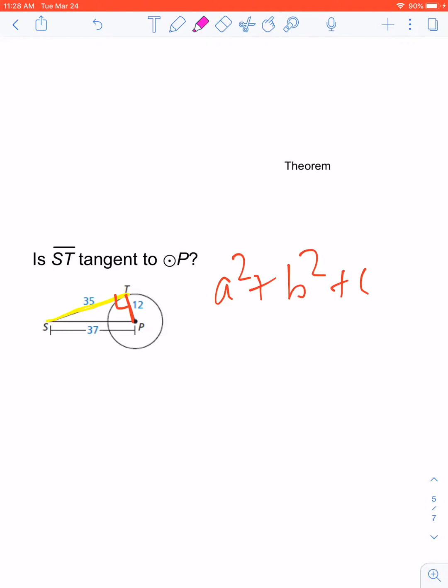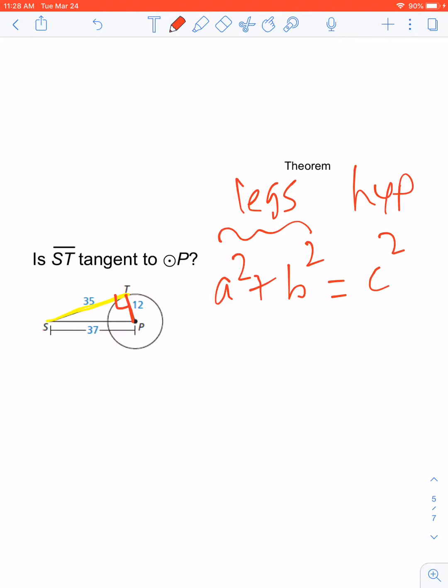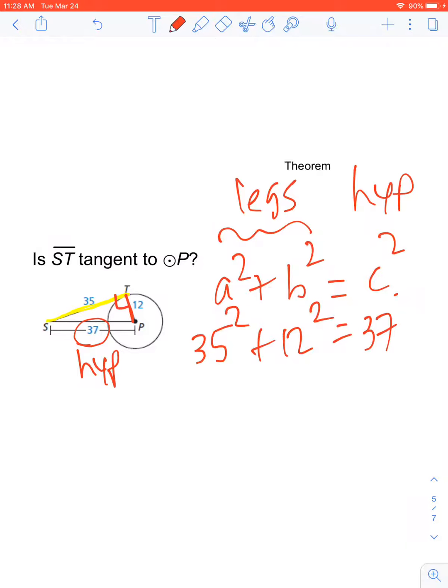By the way, if I say something dumb or make a mistake, hang in there. I'll get better, but I'm just starting to make videos, so we're just winging it here. All right, here we go. Remember that these are the legs and that C is your hypotenuse. So in this problem, 37 is the hypotenuse. It doesn't make a difference where you put 35 or 12. So I have 35 squared plus 12 squared equals 37 squared.